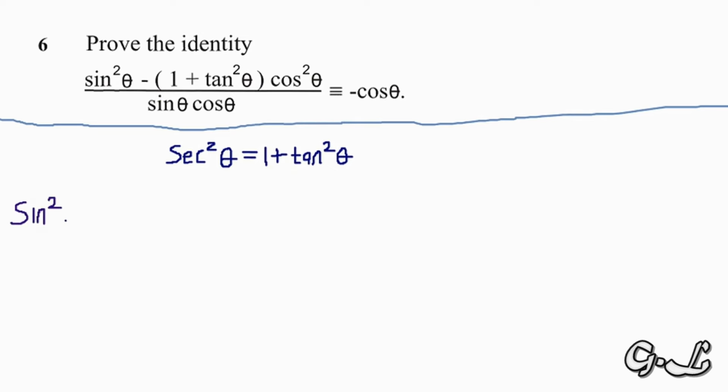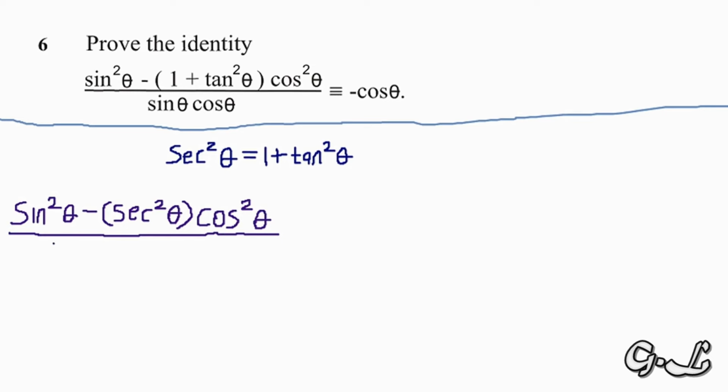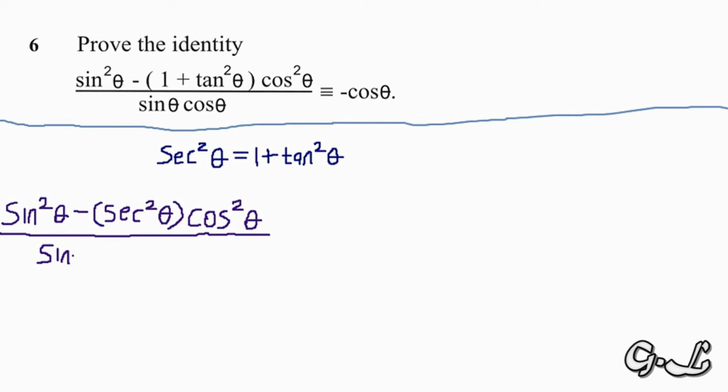So it will be sine squared theta minus sec squared theta, and then that cos squared theta will maintain like that, and then over sine theta cos theta, and that is equivalent to negative cos theta.